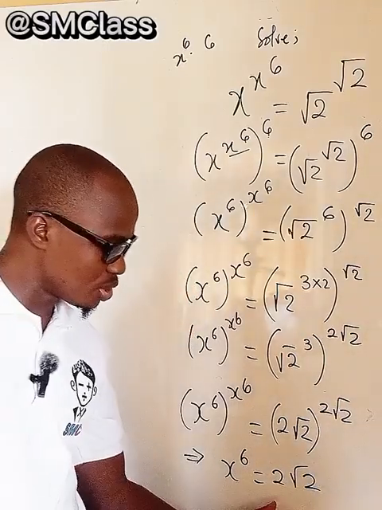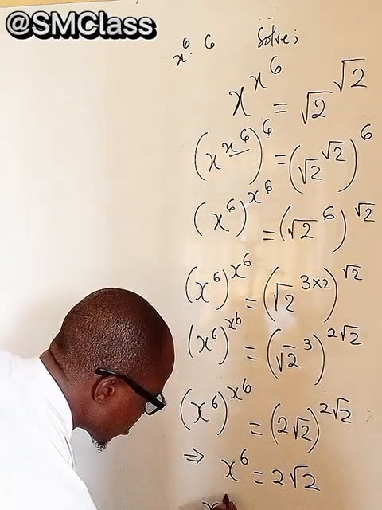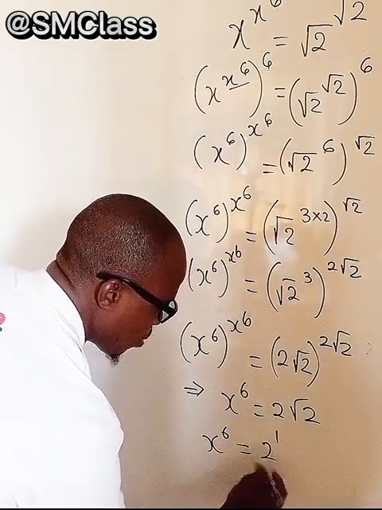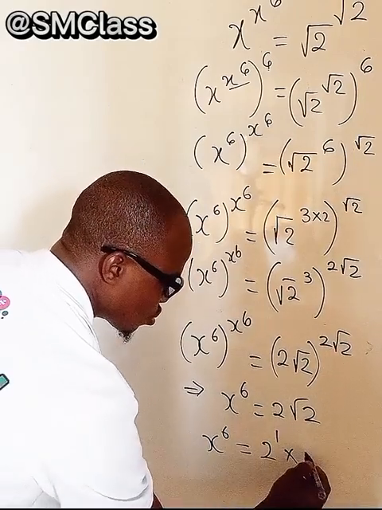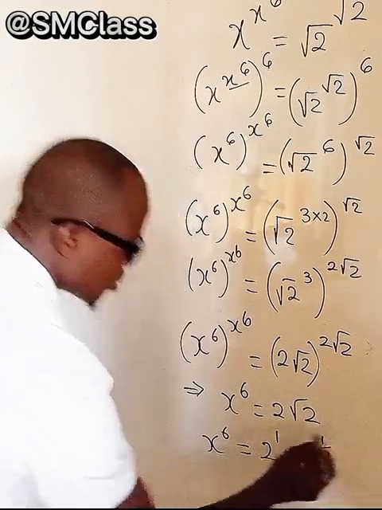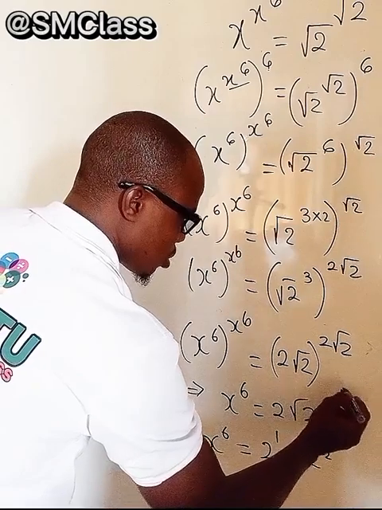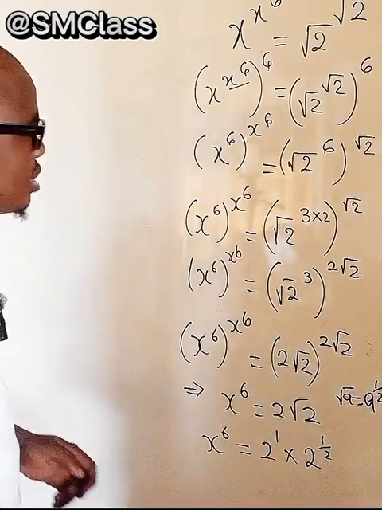Now, I want to do something to this right hand side. I can have x to the power of 6 equals, all right, this 2 is having power 1, and you know that it's multiplying the root 2. And root 2 can also be 2 to the power of 1 over 2. That is from the law of indices. When you have root a, this will be a to the power of 1 over 2. All right, if you remember that.